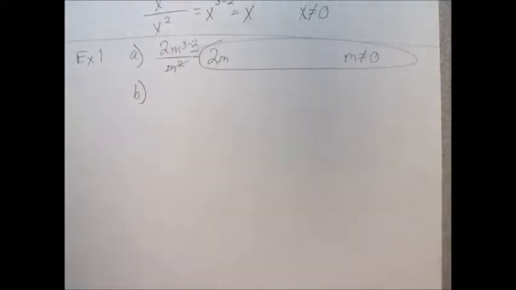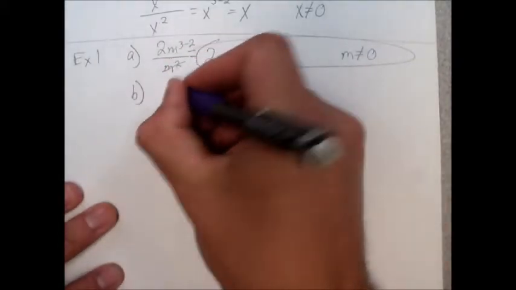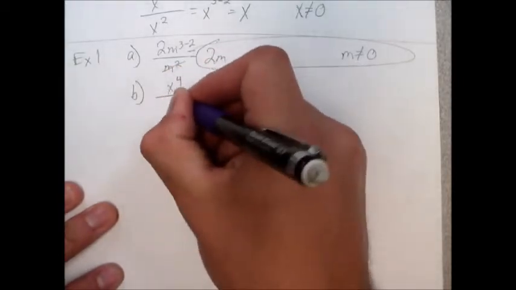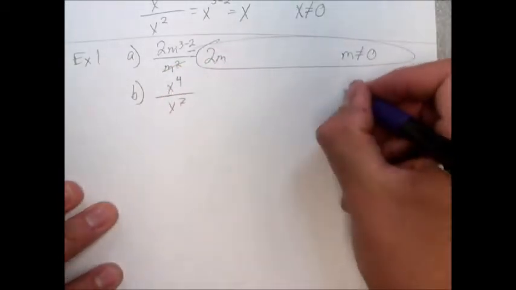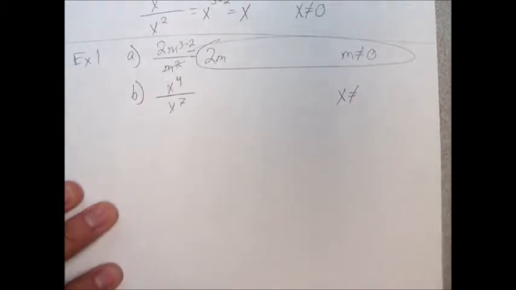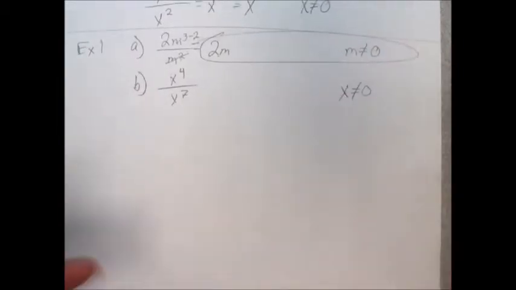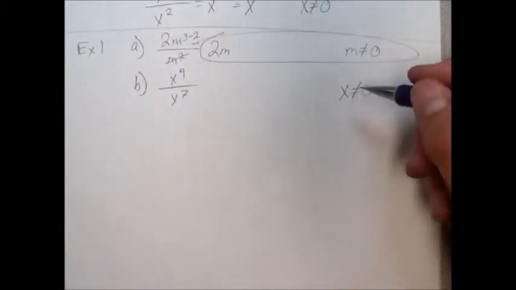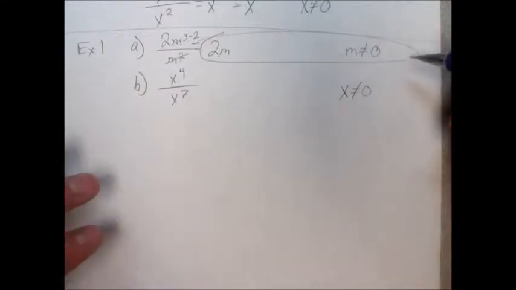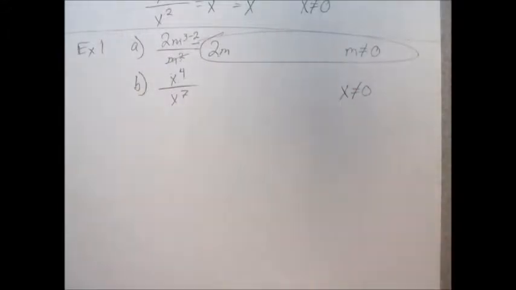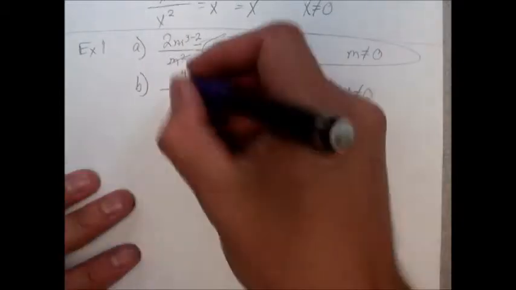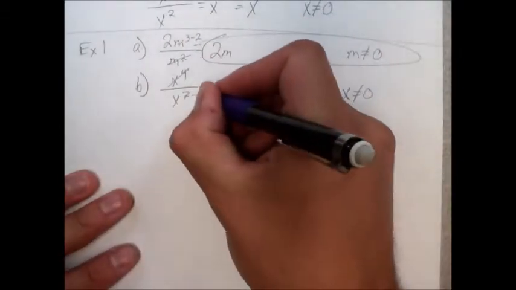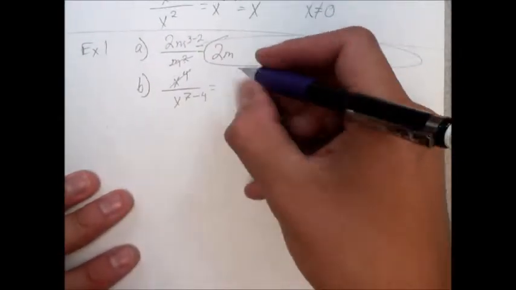On B, we have x to the 4th and x to the 7th. What is our excluded value? X cannot equal 0 again. These are really simple. Most of the time you'll just have a slew of things that cannot equal 0. And then we need to move which number? We need to move the 4 down, right? So I'm going to move the 4 down. What's left on top then? 1.